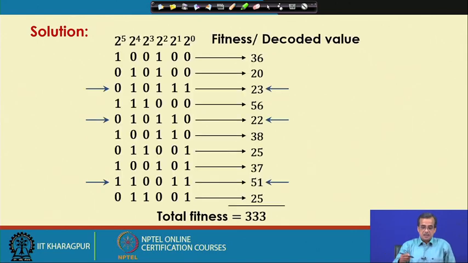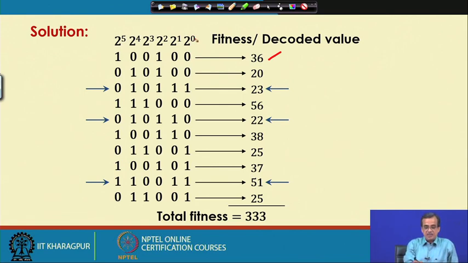Solution. Here, what I am going to do is calculate the fitness of all the GA strings, and as we mentioned, the fitness is nothing but the decoded value of the particular GA string. Now, for the first GA string, that is 100100, its decoded value will be 36. This is the way we calculate the decoded value.